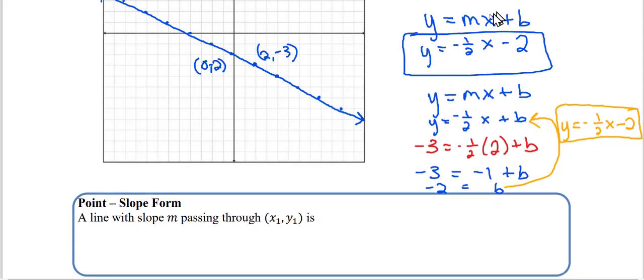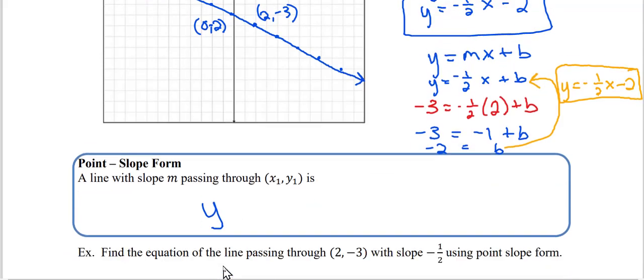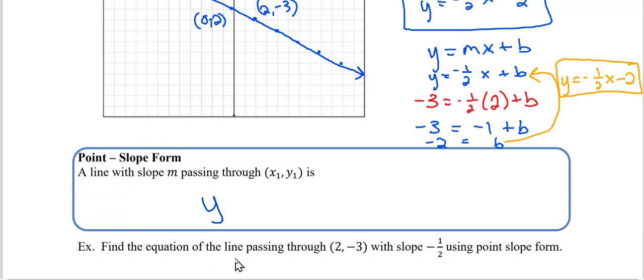Another option for graphing, finding equations of lines, is to use point-slope form. And this says a line with slope m passing through x1, y1 is y minus y1 equals m times x minus x1. This actually comes from this formula.